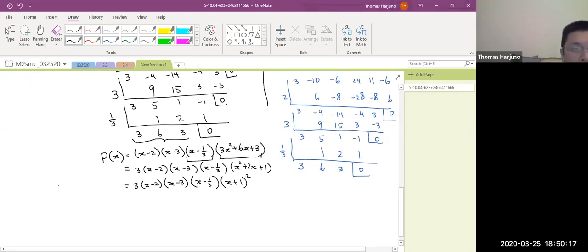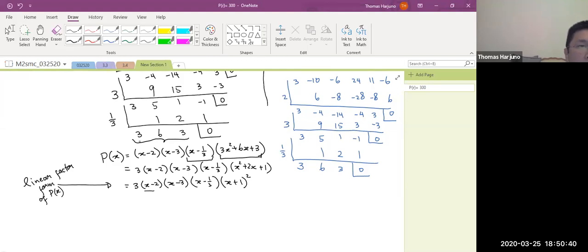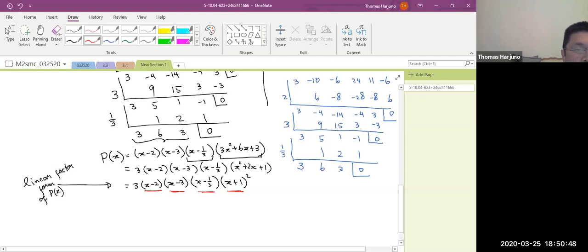By the way, I need you to realize that this is actually what we call the linear factor form of P(x). The reason is when we factor it, all of them become linear parts. This is linear, this is linear, this is linear, this is linear. All of them are x plus something or x minus something, not 3x minus something. The leading coefficient 3 has to go up.